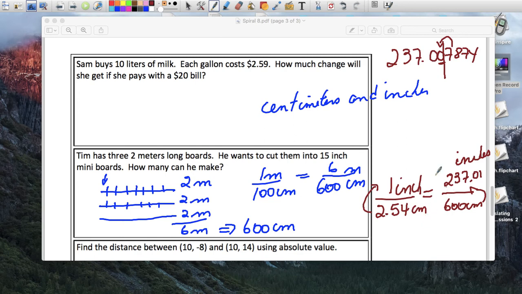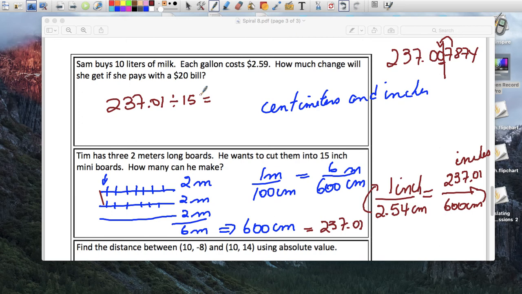Okay. Good. Now that I know my value in inches, what the boards measure in inches, I can cut it up into 15-inch parts, 237.01. So if I want to take 237.01 and divide it into 15-inch segments, how many of those 15-inch segments can I have?